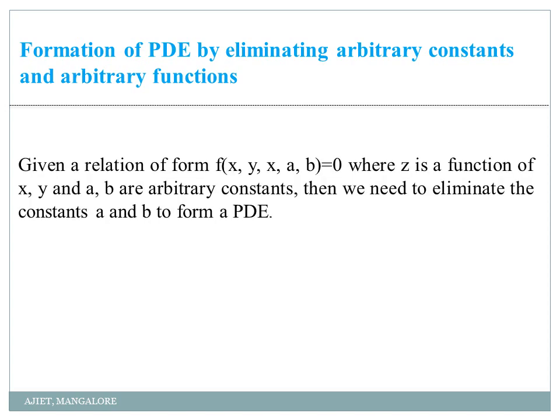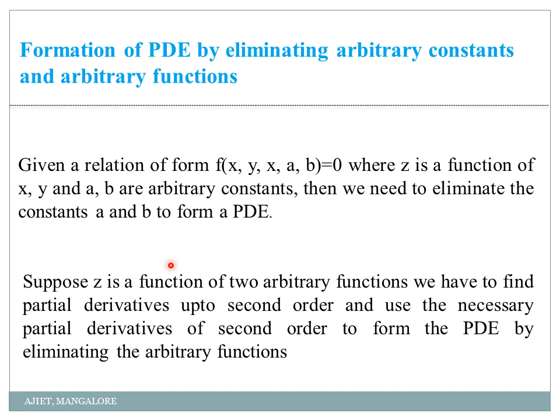Now I'll go with how to form a PDE by eliminating arbitrary constants and arbitrary functions. I'll directly take a question and explain it. It will be easy. There are no certain steps here, we just have to go on differentiating. Given a relation of the form f(x, y, z, a, b) = 0, where z is a function of x, y, and a and b are arbitrary constants, we need to eliminate the constants a and b to form a PDE. How to eliminate? We'll check it.